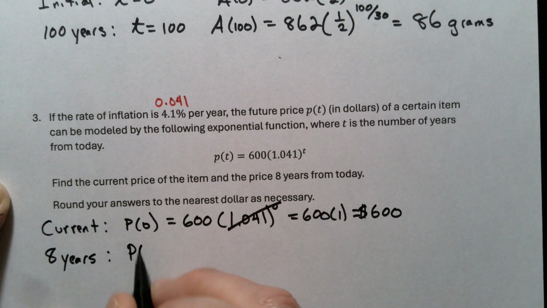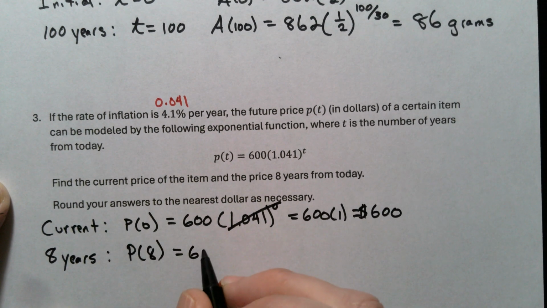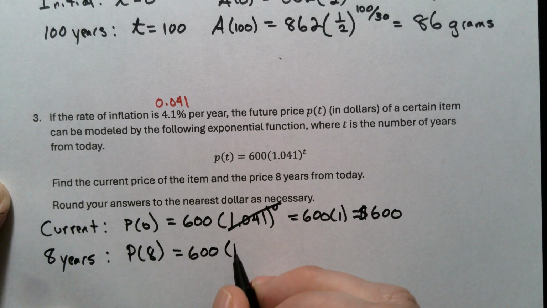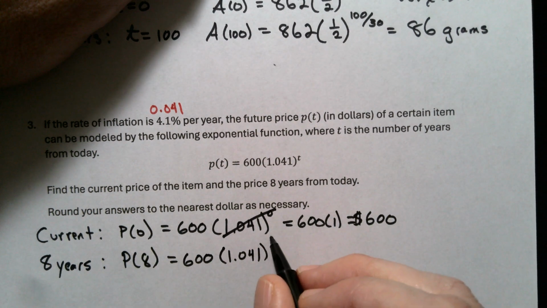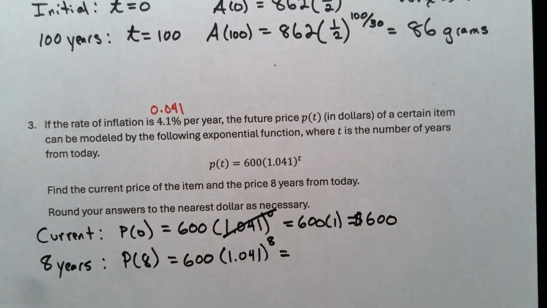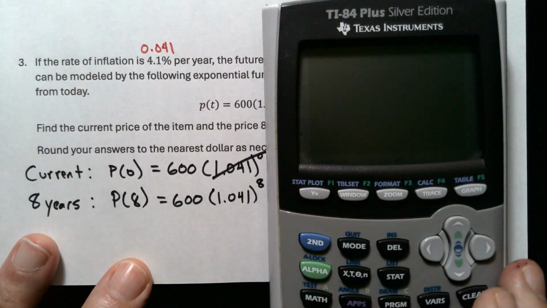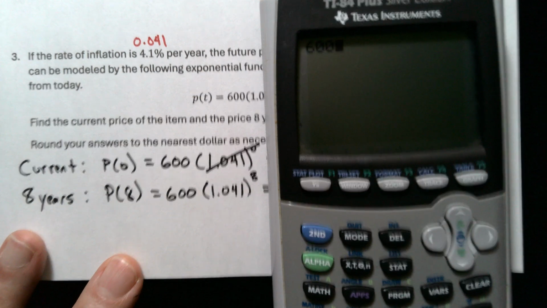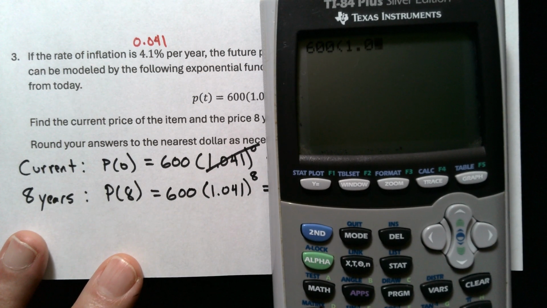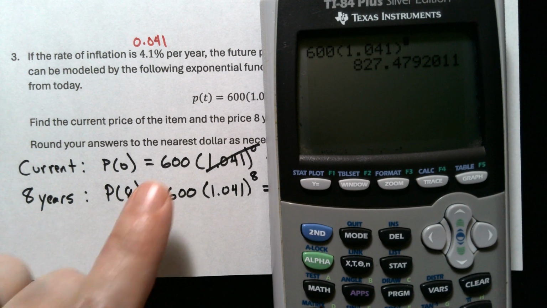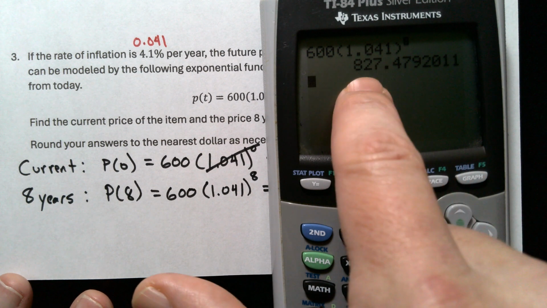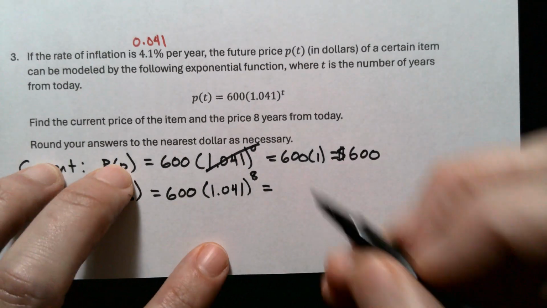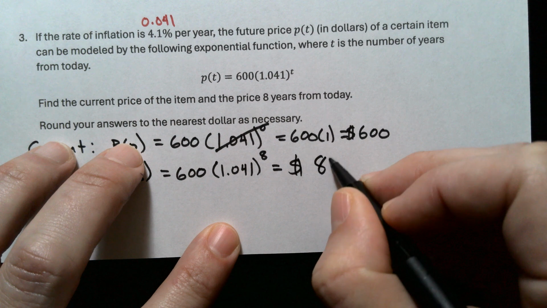Okay. And then after 8 years, we'll need to plug in an 8 into this equation. So P of 8 is equal to 600 times 1.041 to the power of 8. Okay, for this one, I need to go to the calculator and get an answer. So let's go ahead and do that. So we have 600 times 1.041 to the power of 8. Okay, and nearest dollar, right? So this one is not going to round up because it's just a 4 right there. So our answer will just be $827. And that's it.